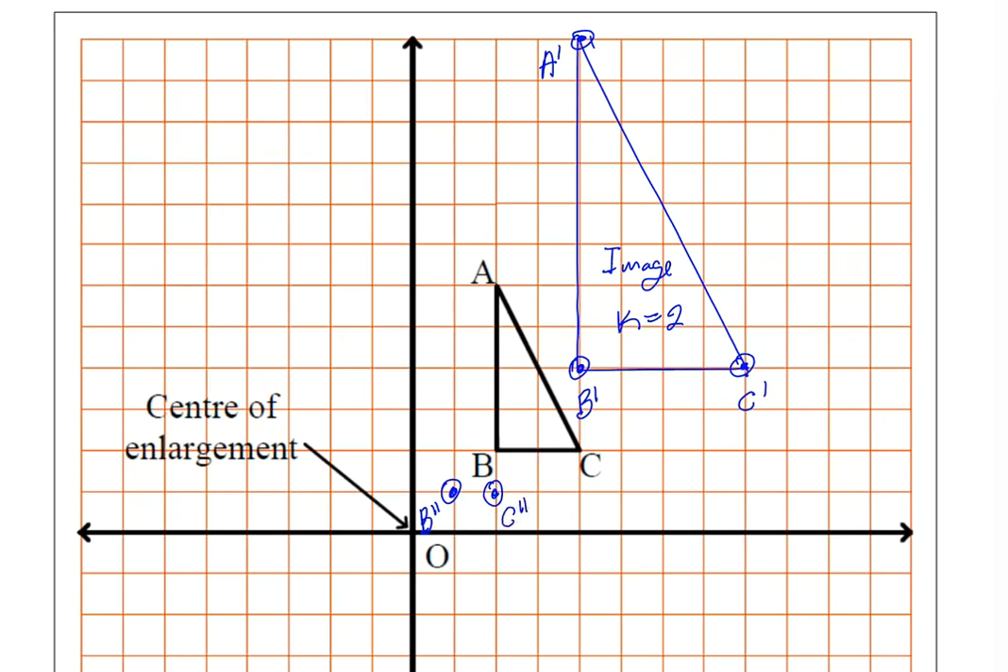From the center to A, it's 2 right, 6 up. You're going to half that because the scale factor is a half. It's going to be 1 right, 3 up. 1, 2, 3. This would be the new position of A, A double prime. Use your ruler and connect the points.